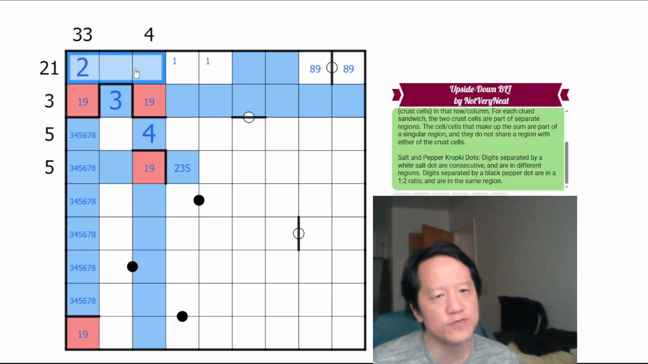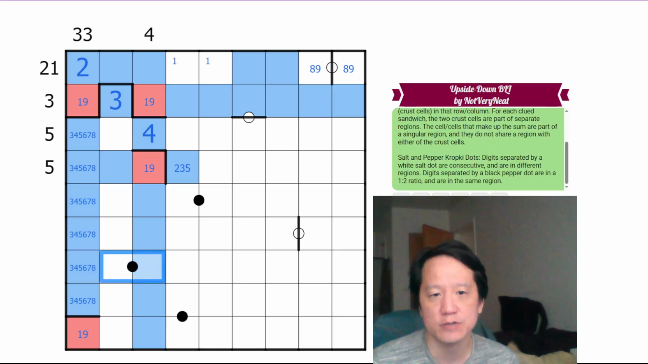You can't have 2, 4, 8 here, but that's fine. These digits have to be in a 1 to 2 ratio. And they are the same region. This is the same region. This is the same region.